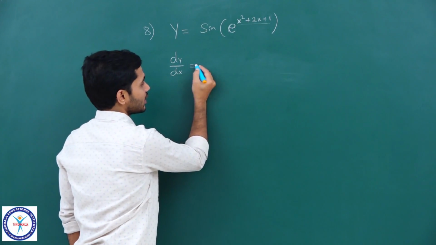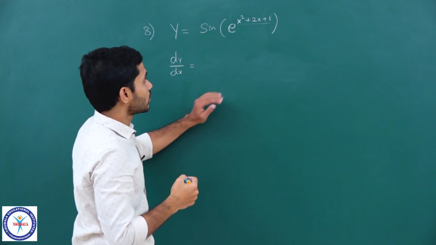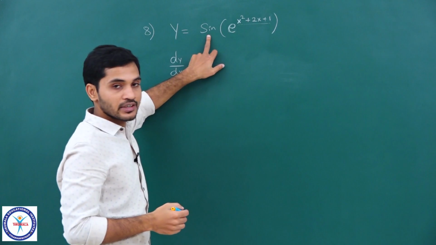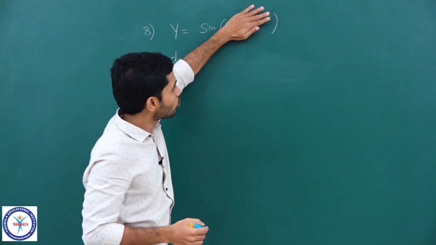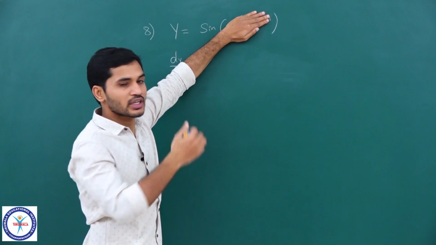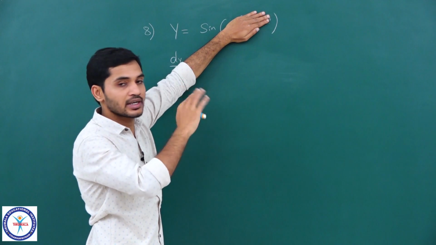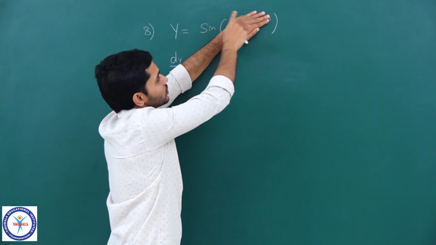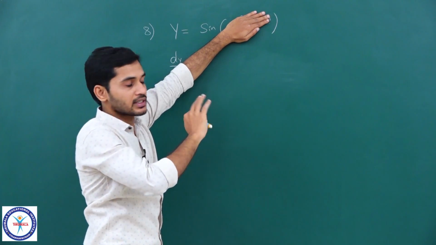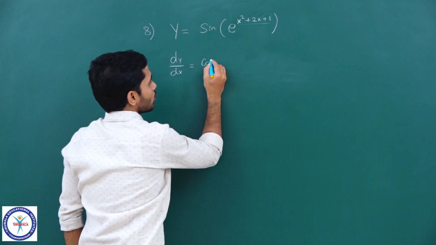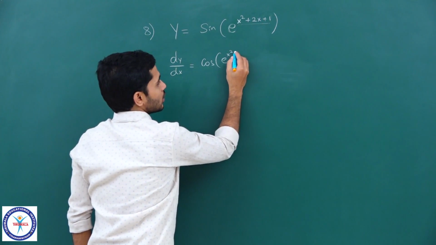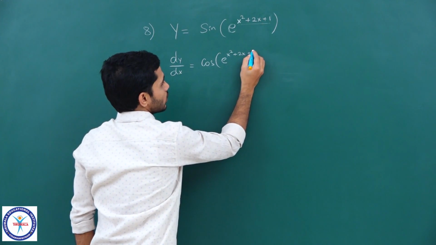So, dy by dx, what I am going to do now is, I know the idea. The outermost function is sine. So, first I will differentiate this without worrying about what is inside. Whatever is inside, I am not going to worry about that, I will just use it as it is. What is the derivative of sine of whatever is present there? I can write it as cos of whatever is present there, e power x square plus 2x plus 1.